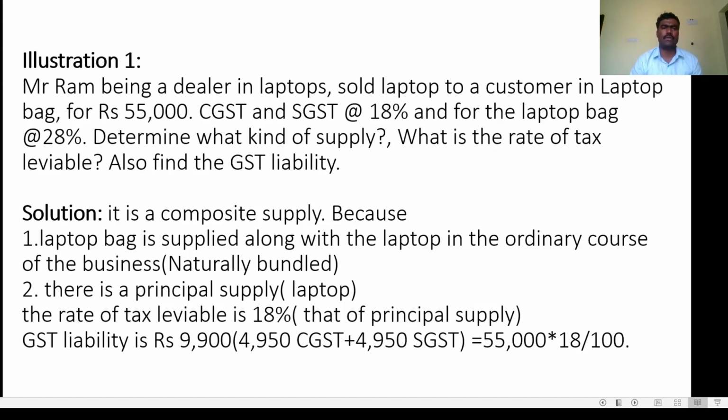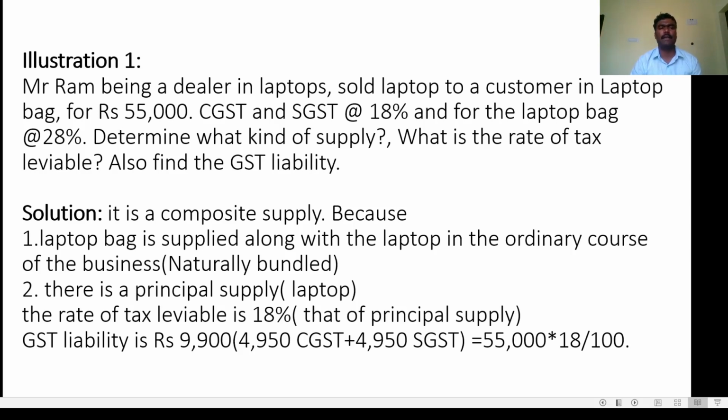In this session 2, we will learn more on the concept of determination of composite and mixed supply with the help of illustrations. In the previous class also, we learned this concept. We are continuing with the same to have more understanding and knowledge. Here we have an illustration.